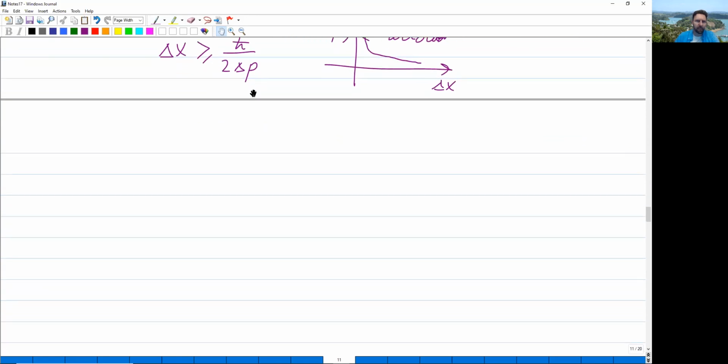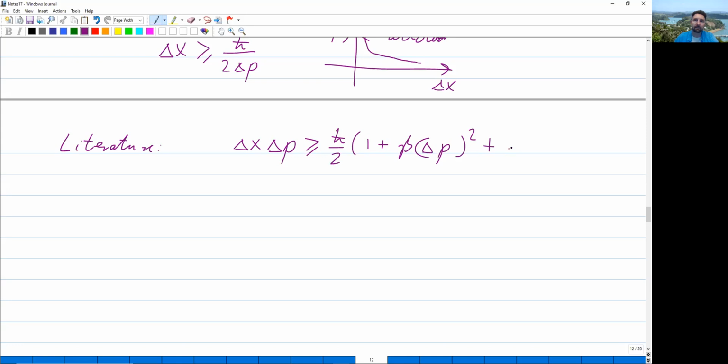And how would that impact quantum mechanics? Well, it turns out that in the literature it was proposed that the uncertainty principle should be modified a little bit. Namely, that we have delta x, delta p larger or equal to h bar half, times 1 plus beta delta p squared plus possibly higher order terms. The idea would be that this is sort of a Taylor expansion of some unknown physics, and that is the lowest order term. And beta would be a small positive number.